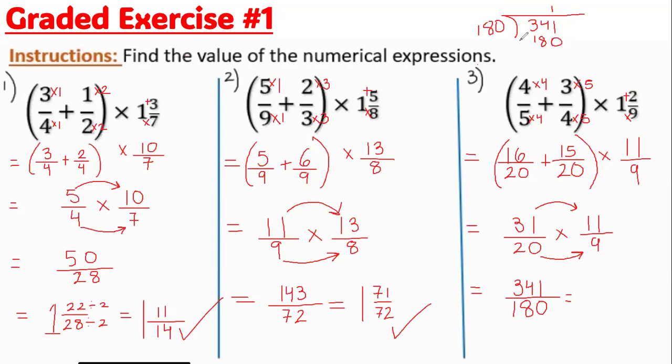So the remainder is going to be 161 over 180. 341 minus 180 is 161. I think that's it.